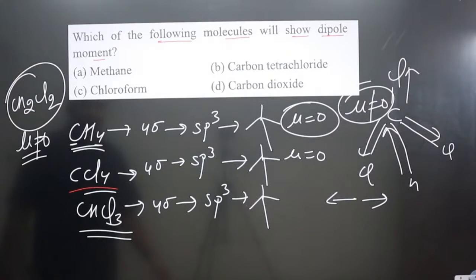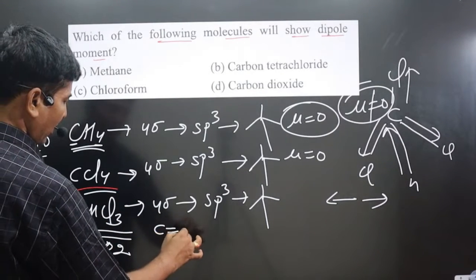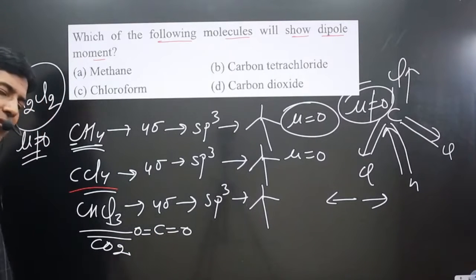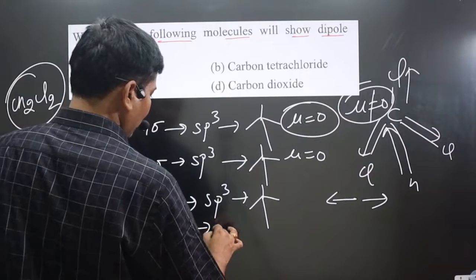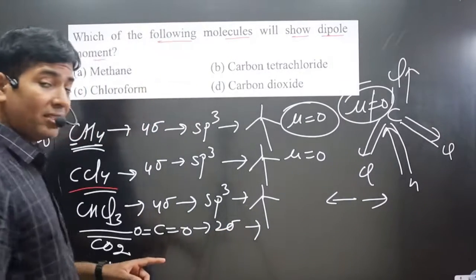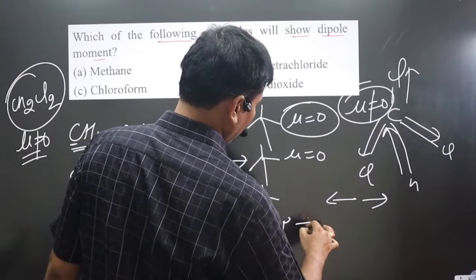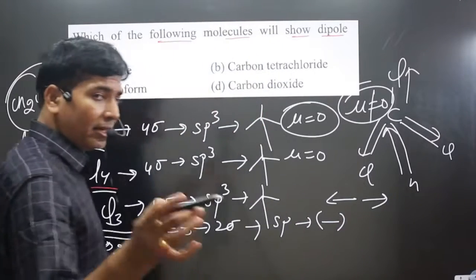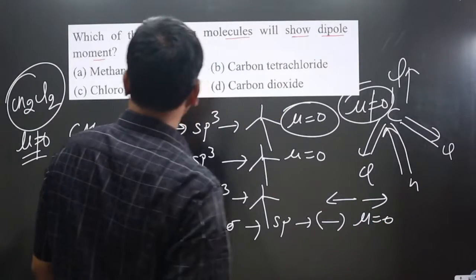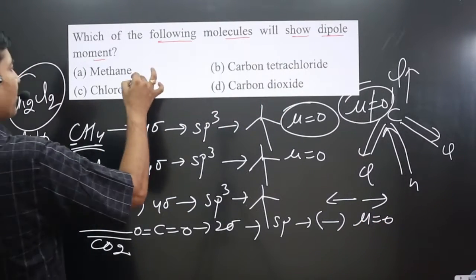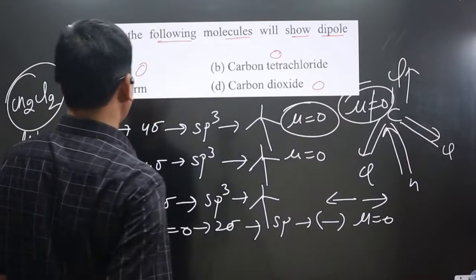If I talk about carbon dioxide, CO2, and if you draw the structure, carbon always forms 4 bonds. Each oxygen forms 2 bonds. There are 2 sigma bonds, and carbon does not carry any lone pairs. With 2 sigma bonds, the hybridization will be sp, and we get the regular geometry, which is linear. In this case also the dipole moment will be 0. Methane has 0 dipole moment, carbon tetrachloride and carbon dioxide have 0 dipole moment.